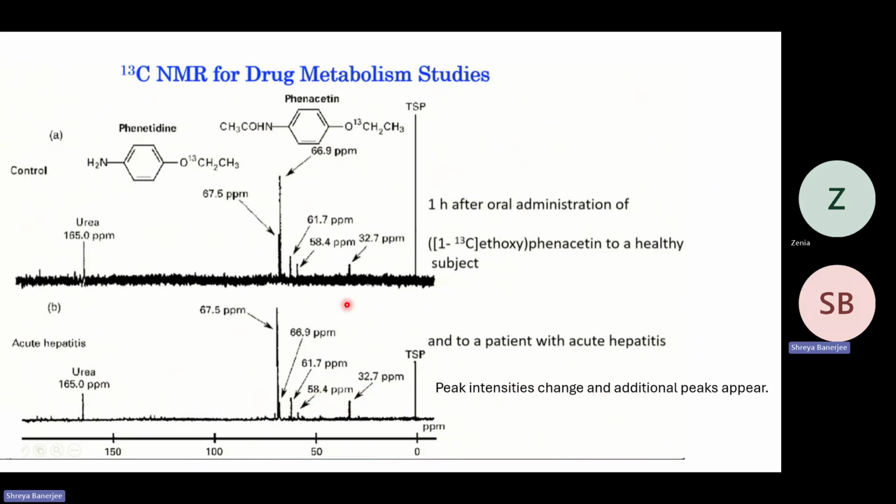Here you are not seeing additional peaks, but the peak intensities of all these are changing. So between the control, that is a healthy patient, and a patient with acute hepatitis, the drug metabolism is quite different because the peak intensities corresponding to the different metabolites are different. So that will give you an idea that the patient has hepatitis.